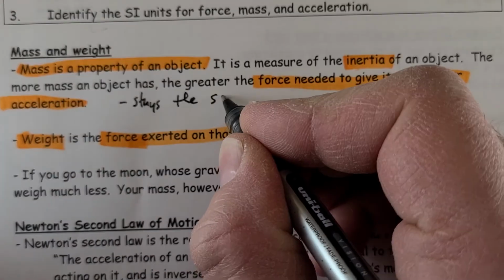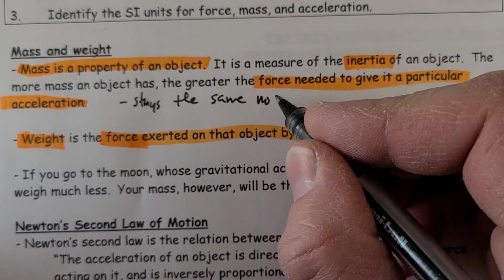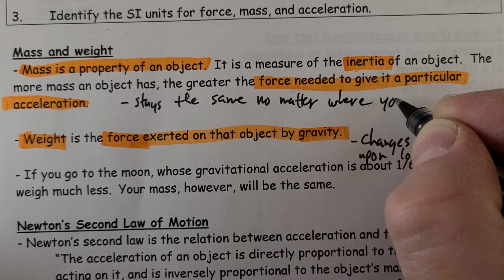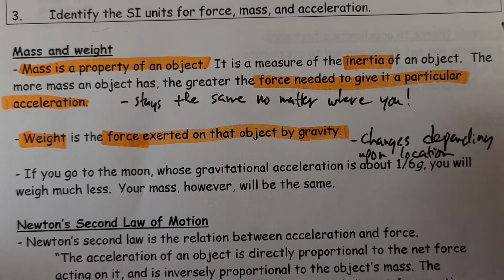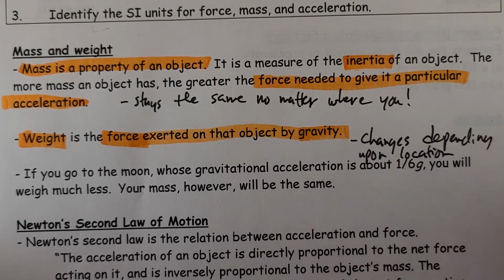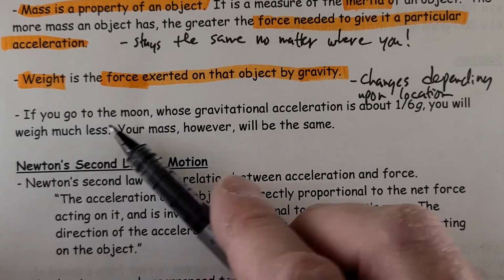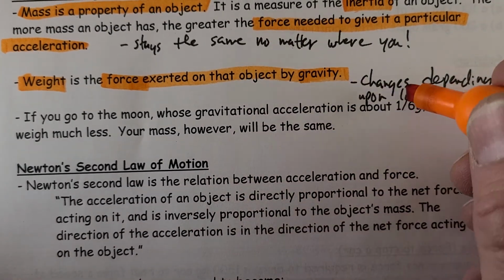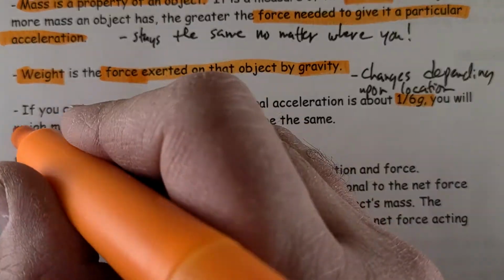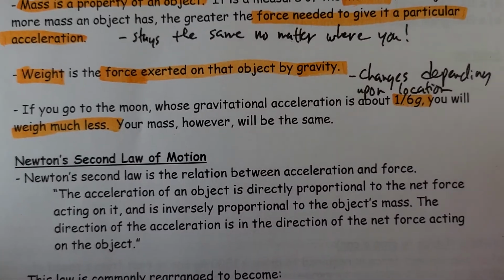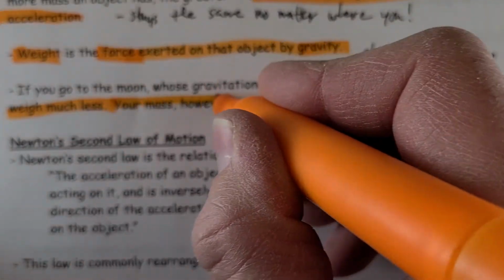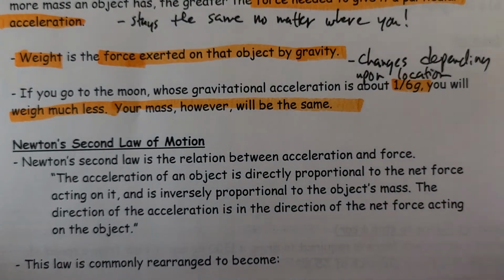So most of the time your weight is the same on the surface of the planet, and mass stays the same no matter where you are. So if you're on the moon, your weight is going to be less than it is here, but your mass is going to be the same. The amount of stuff that makes up you is going to be the same. So if you go to the moon, whose gravitational acceleration is about 1/6 g of what we have here, you will weigh much less. The force pulling you downwards towards the center of the planet, or moon, will be less, but your mass, the amount of stuff that makes up you, is the same.